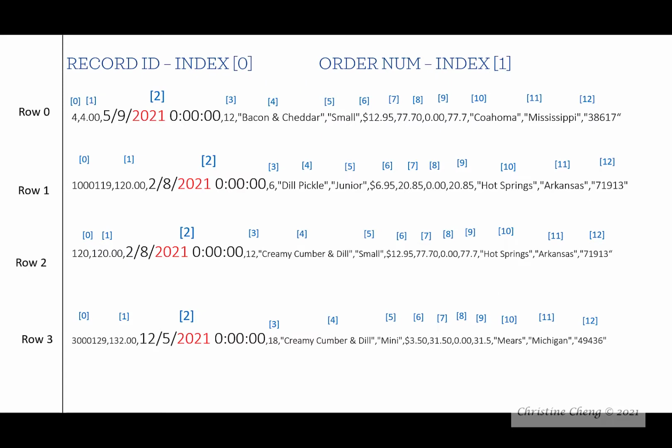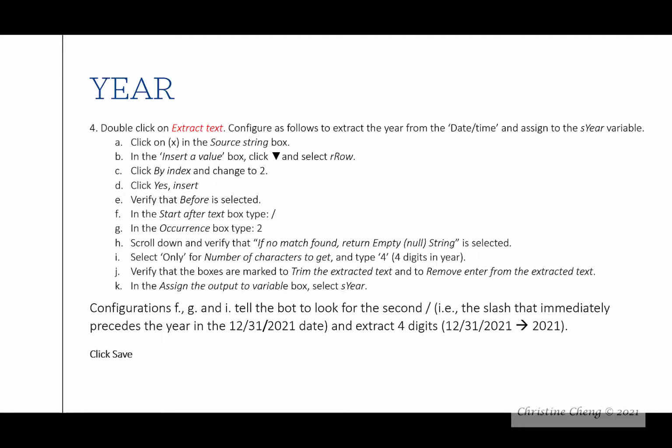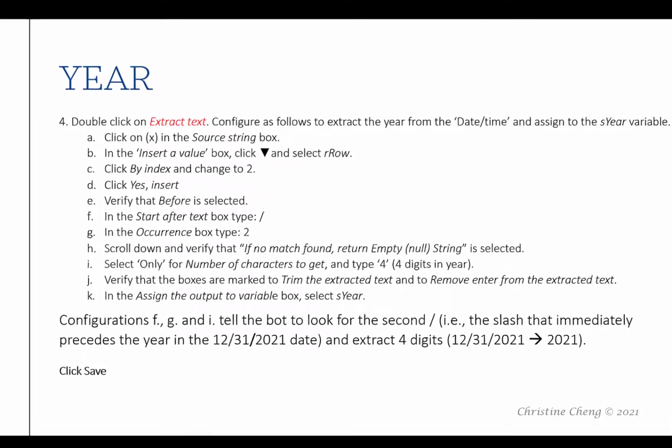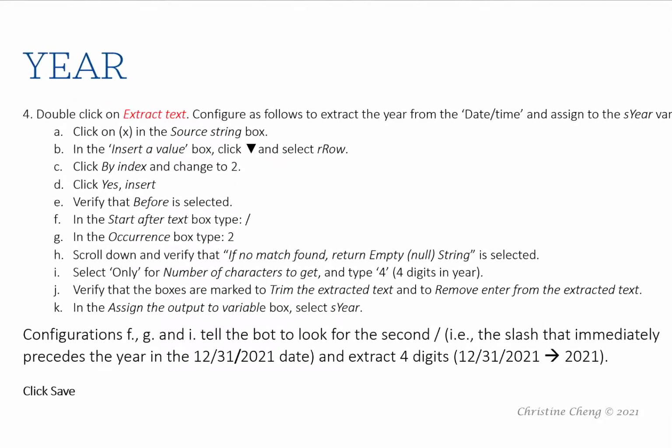In this video, our goal is to extract just the year from the date time data in position 2 and assign the year to a string variable, sYear. To accomplish this data transformation, we need to use the extract text action on the string menu. We'll be following these steps to perform this action.